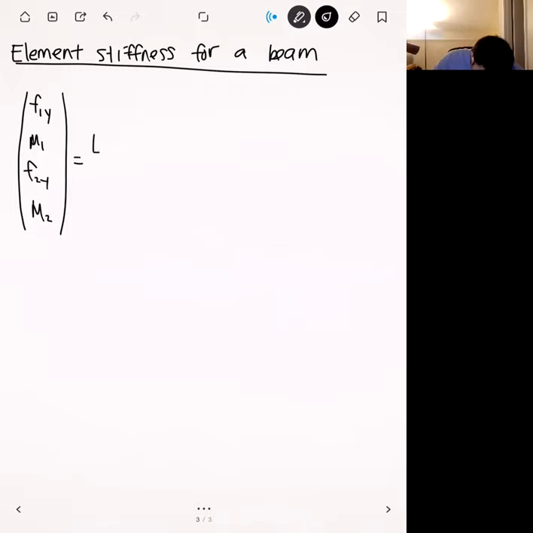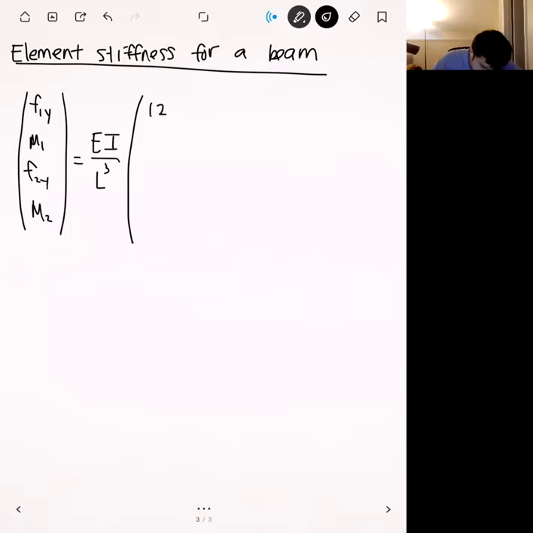So we have the transverse forces on each of the nodes and also the moments. Then we have EI over L cubed. And I'll define what those are in a second. And then we have this 4x4 matrix here, which is going to relate it to the displacements.